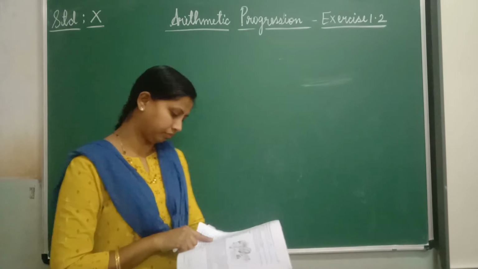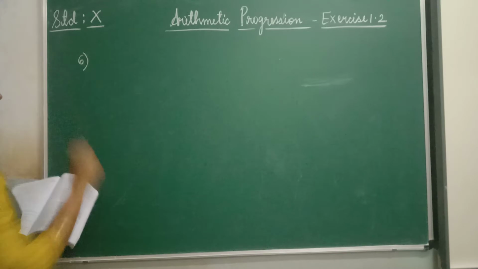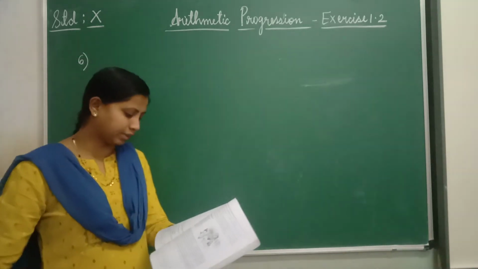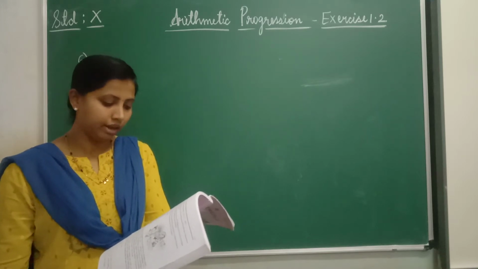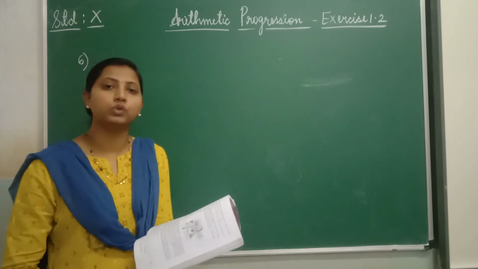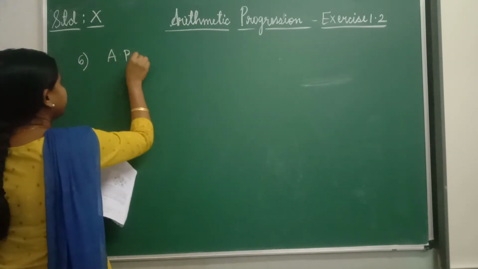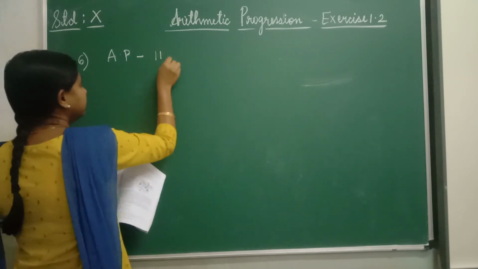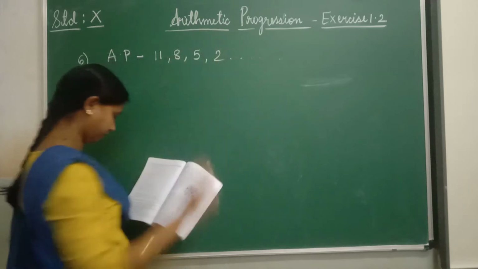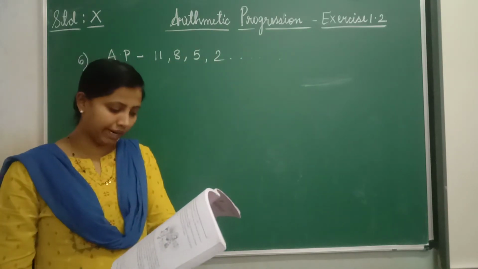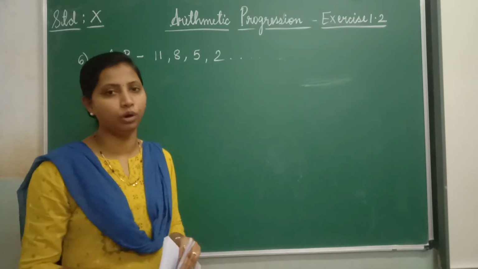Yes children? Sixth question. So what is the sixth question? Check whether -150 is a term of the AP 11, 8, 5, 2, and so on. So they have given the AP. You have to check whether -150 is a term of the AP or not.